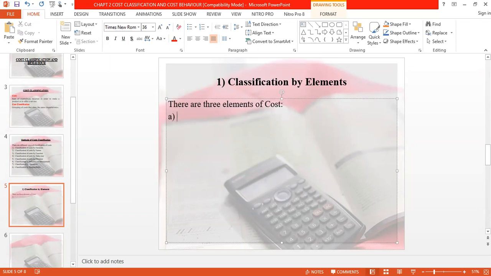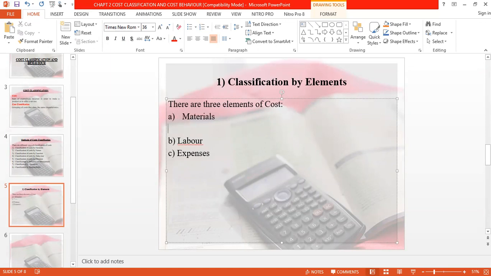A, we have what is called materials. B, we have what is called labor. And C, we have what is called expenses. So when we classify costs, we can classify them as materials, labor, or even expenses.